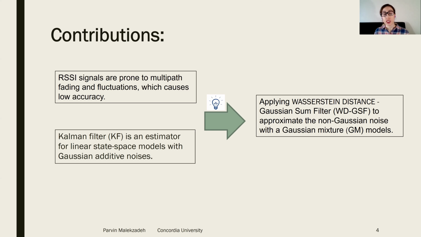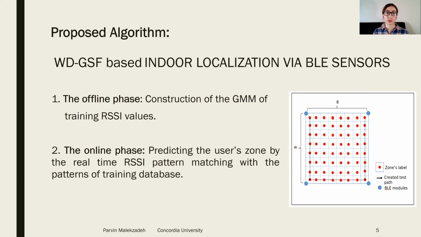What should we do? In this paper, we propose the Wasserstein Distance Gaussian Sum Filtering, or the WDGSF, to approximate this non-Gaussian noise with a mixture of Gaussian model. Our proposed algorithm has two main phases. The first one is offline and the second is online.